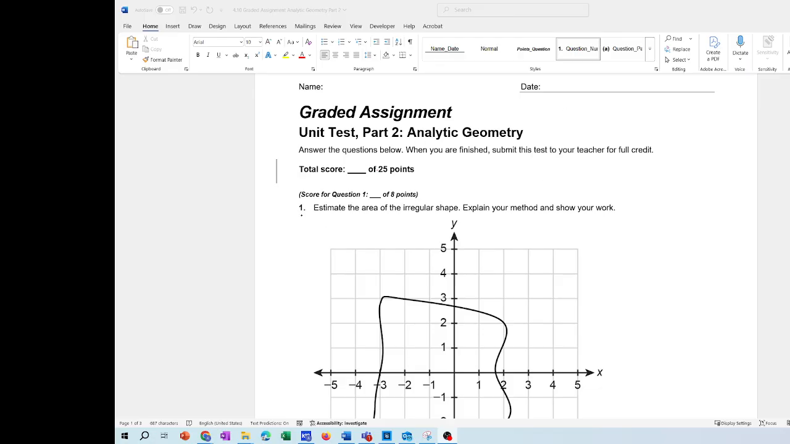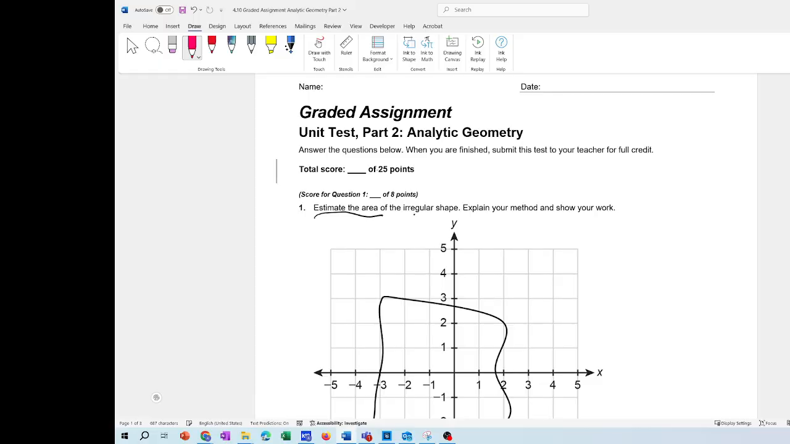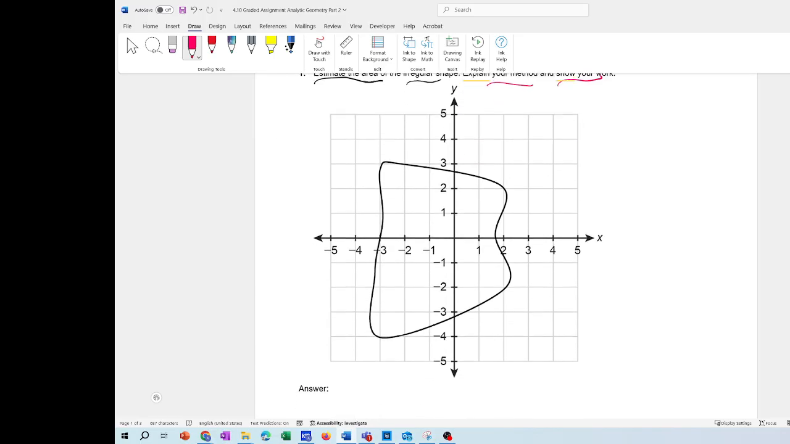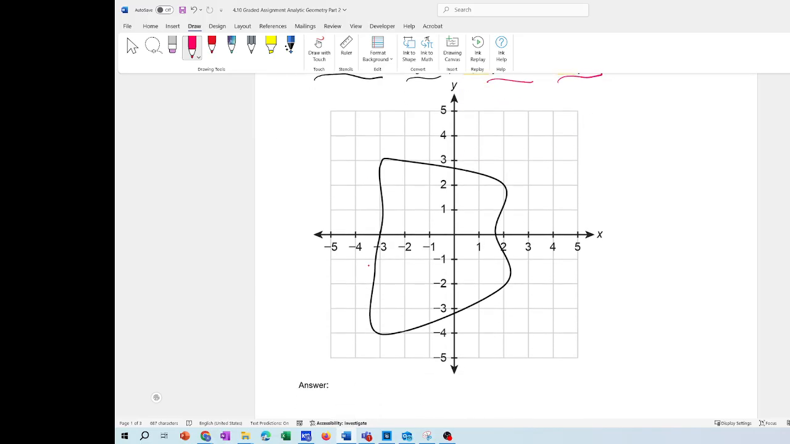So let's take a look at the first example. It tells you to estimate the area of the irregular shape, explain your method, and show your work. So this is the irregular shape that we have here on the coordinate plane. As you can see, it doesn't have straight lines. It's not a regular polygon.